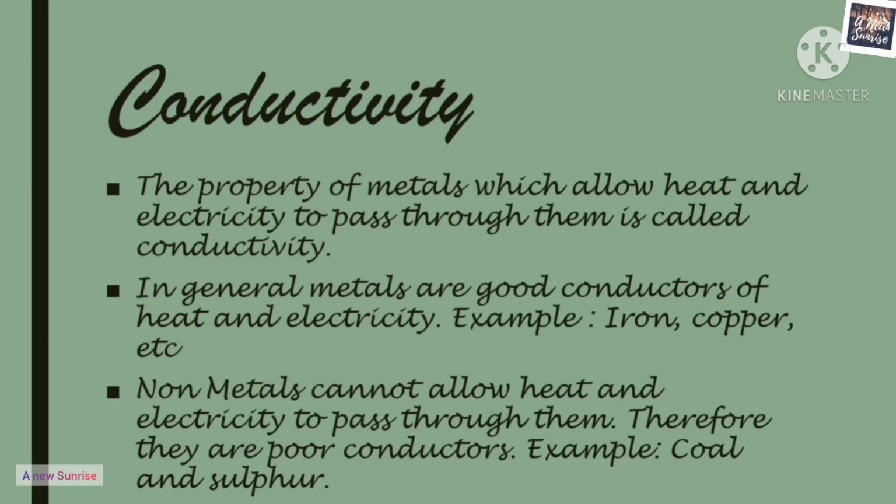Now, let us study about another such characteristic of metals, that is conductivity. The property of metals which allows heat and electricity to pass through them is called conductivity. In general, metals are good conductors of heat and electricity. Example, iron, copper, etc. Whereas non-metals do not possess any such characteristics. It means they do not allow electricity and heat to pass through them. Therefore, they are called poor conductors. Examples of such non-metals are coal and sulfur.